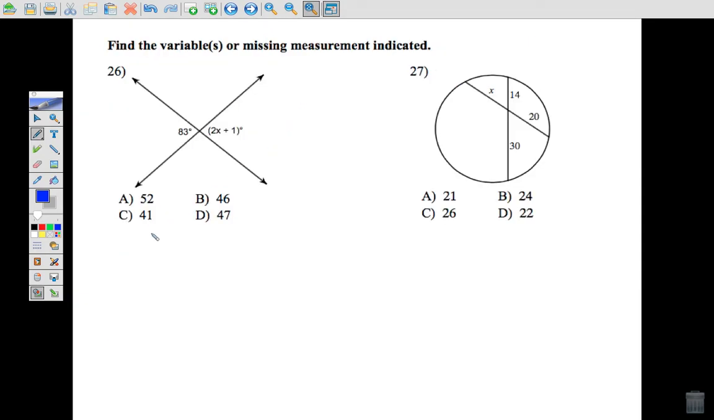Okay, these are vertical angles. So vertical angles are always congruent. You should just be setting them equal to each other.